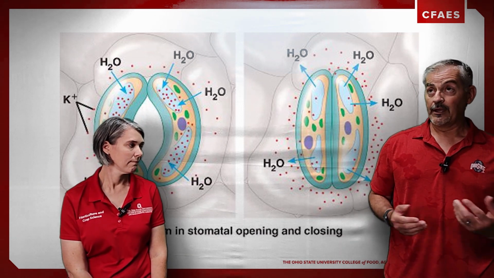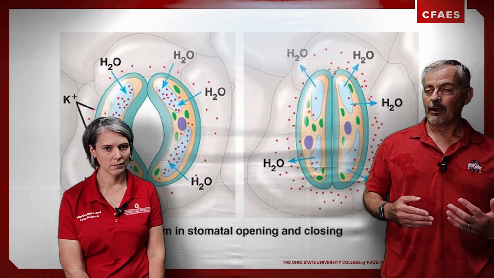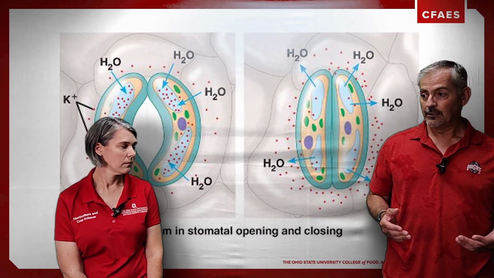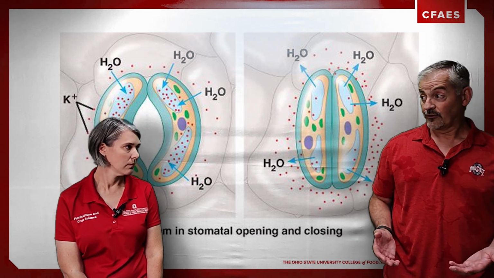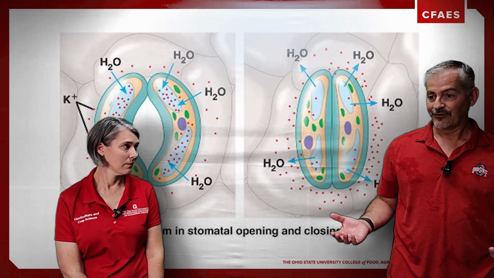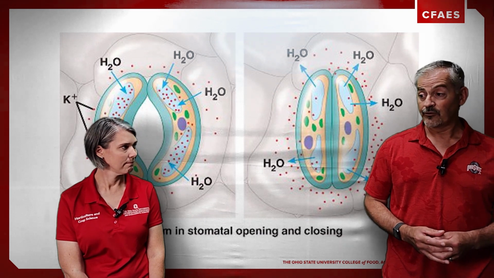And so if you think about what happens when plants are happy or healthy or not stressed, those stomates open and close regularly, unlike when plants are stressed. And so this is why we want our plants to be healthy and, I guess, essentially happy in the field to allow for nutrient uptake by those stomates.